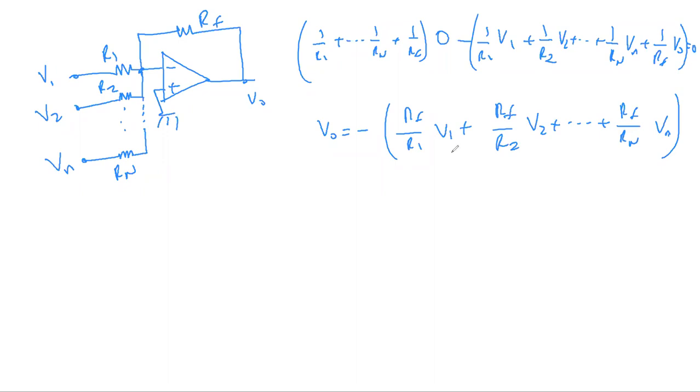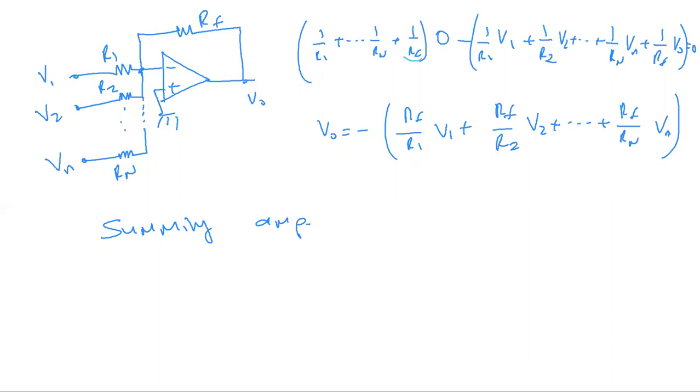So what we have is that we are summing all the inputs V1 through Vn and then weighting them, scaling them by an independent scale factor Rf over Ri. So this is called the summing amplifier. This is also a very important circuit and we love to use it in many applications in practice.